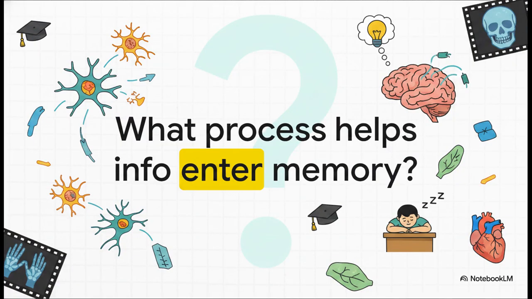All right, time for a quick pop quiz. Let's see who's really paying attention here. What process helps information actually enter memory? Is it A, retrieval, B, encoding, or C, sleeping in class? Now, I know some of you are very tempted to go with C, but as we just covered, the correct answer is absolutely B, encoding.